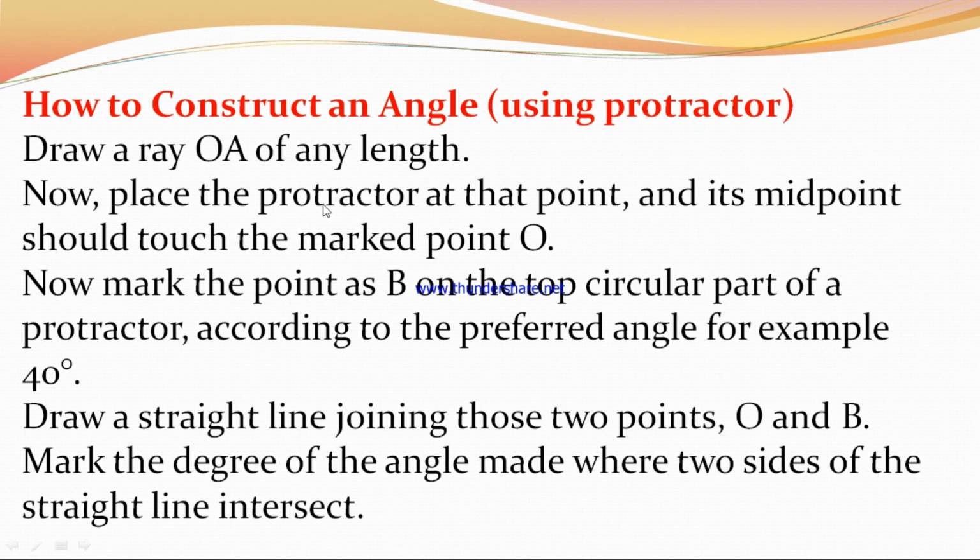Now place the protractor at that point, and the midpoint should touch the marked point O. O means midpoint. Now mark the point B on the top circular part of the protractor according to the preferred angle, for example 40 degrees. Draw a straight line joining those two points, O and B. Mark the degree of the angle made where the two sides of the straight line intersect.